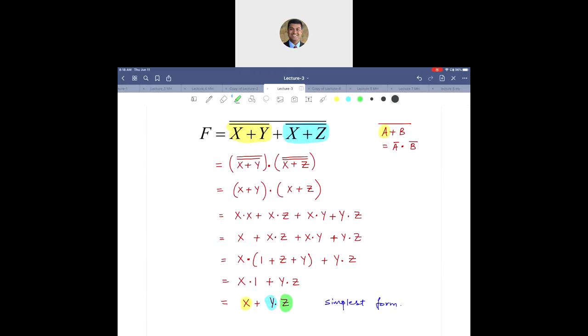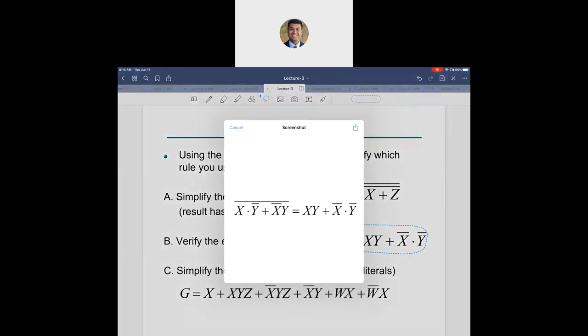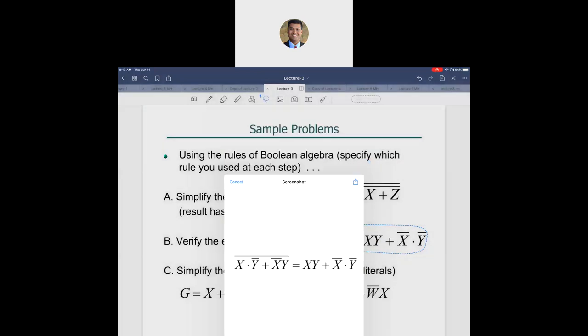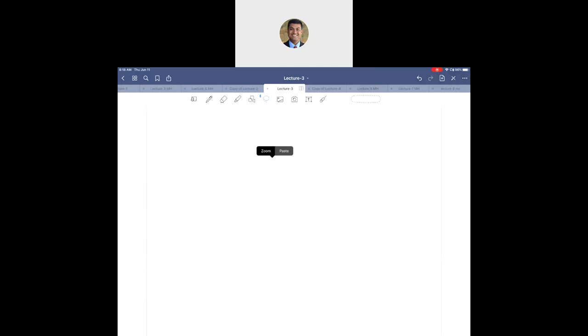All right, let's do the second one. Verify this equation. All right, so I'm going to copy this. And let's see here, add a page. Now, I can start with the left hand side and try to simplify to get my right hand side, or I can do the other way around.